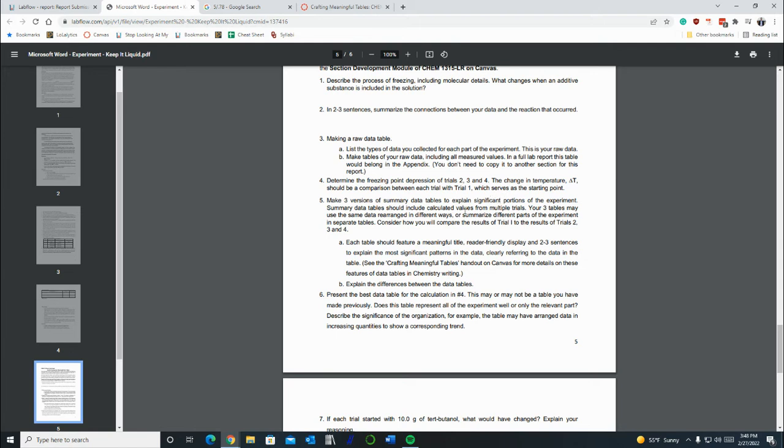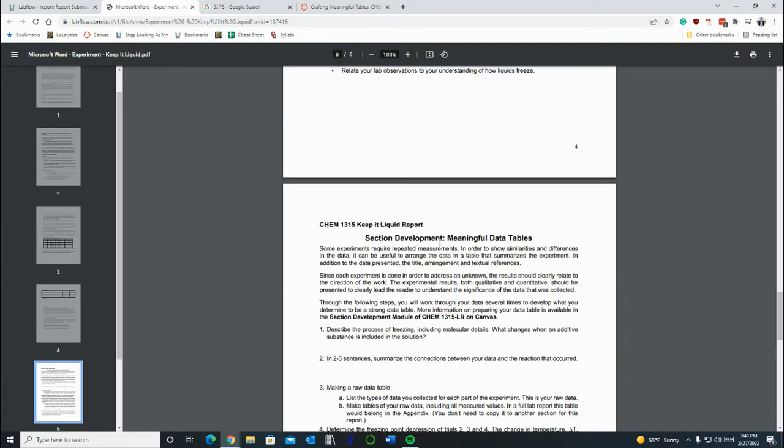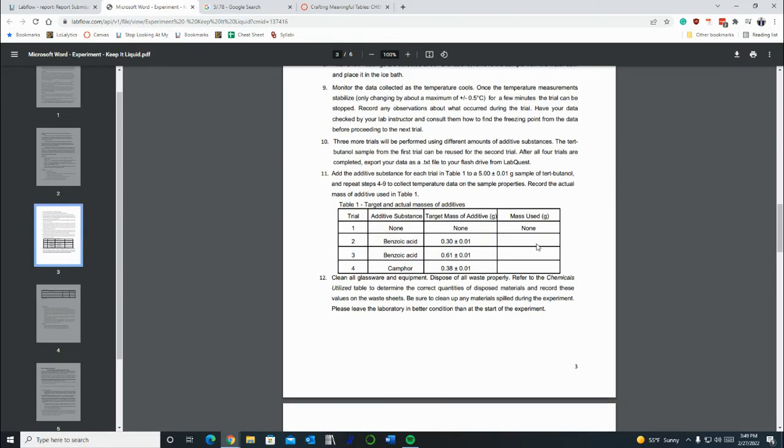Question 5 is where things get annoying. It's asking you to make 3 versions of a summary data table. And it does mention here that you can use the same data, but you can rearrange it and make a new table. So let me give an instance here. Let's say we have something like this, where we have the moles used, and then we have our freezing point depression. It would be better to have molality here and then freezing point depression. You could organize by increasing molality, and that'd be one table. And then for another table, you could organize by increasing freezing point depression.